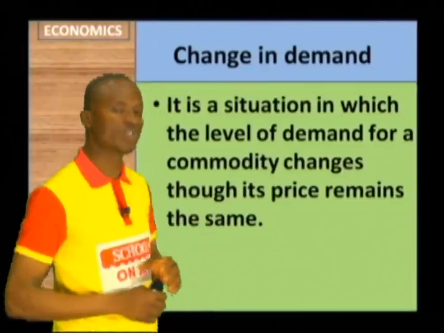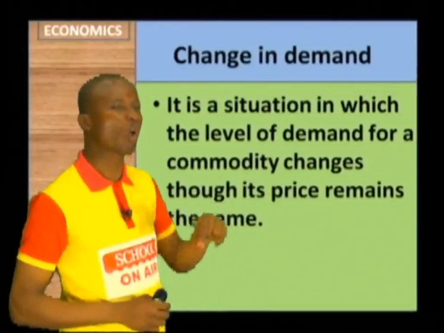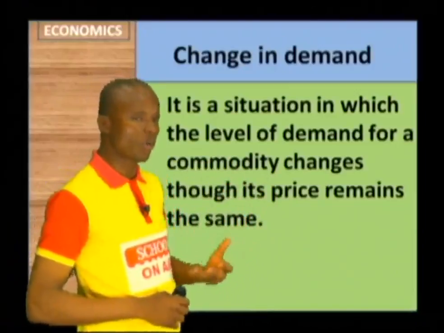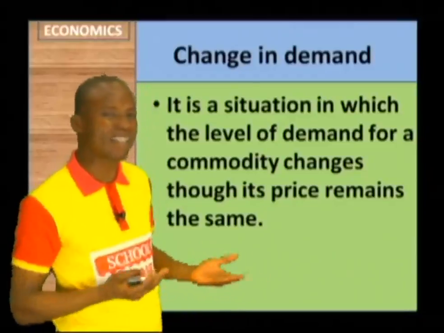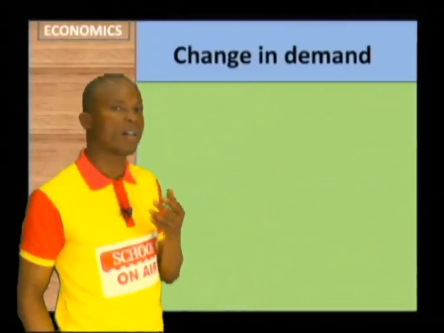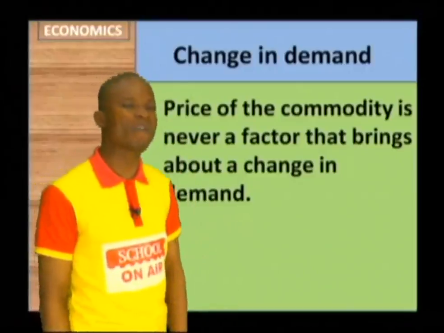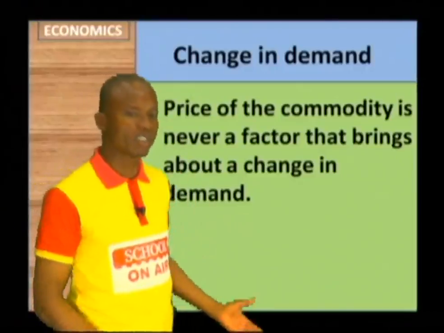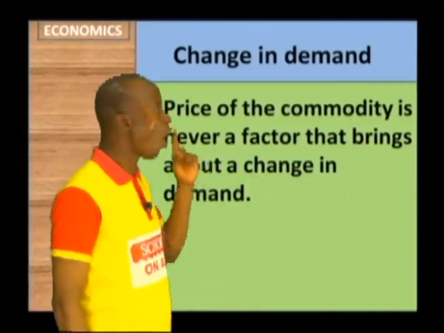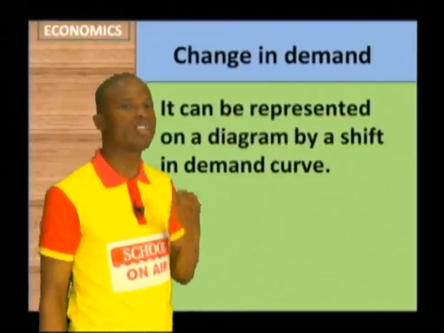Change in demand is a situation in which the demand for a commodity changes though the price of the commodity does not change, or the price of the commodity remains the same. So we're talking about a situation in which the level of demand is changing and price is not changing. So one thing you must understand with change in demand is that the price of the commodity is never a factor responsible for a change in demand. So we say the price is not changing, that means price is not affected. So there must be some other factors other than the price of the commodity that are responsible for the changes that we experience in demand.